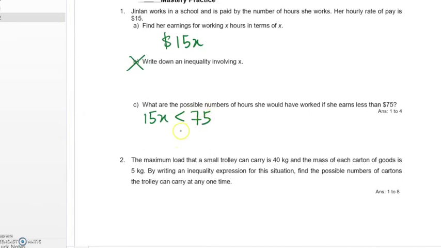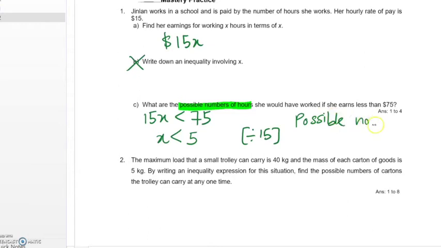Do I include the dash at the bottom? No, I do not, because 75 is not less than 75. Okay, so 15x less than 75. Solve this by dividing by 15 on both sides. We do not change the sign, so x is less than 5. Right? And well, we have to answer the question. Take note, the question asks us to find the possible number of hours. Okay, and so that means that the possible number of hours, and it will be good to list them all out: 1, 2, 3, and 4. Right? Okay.